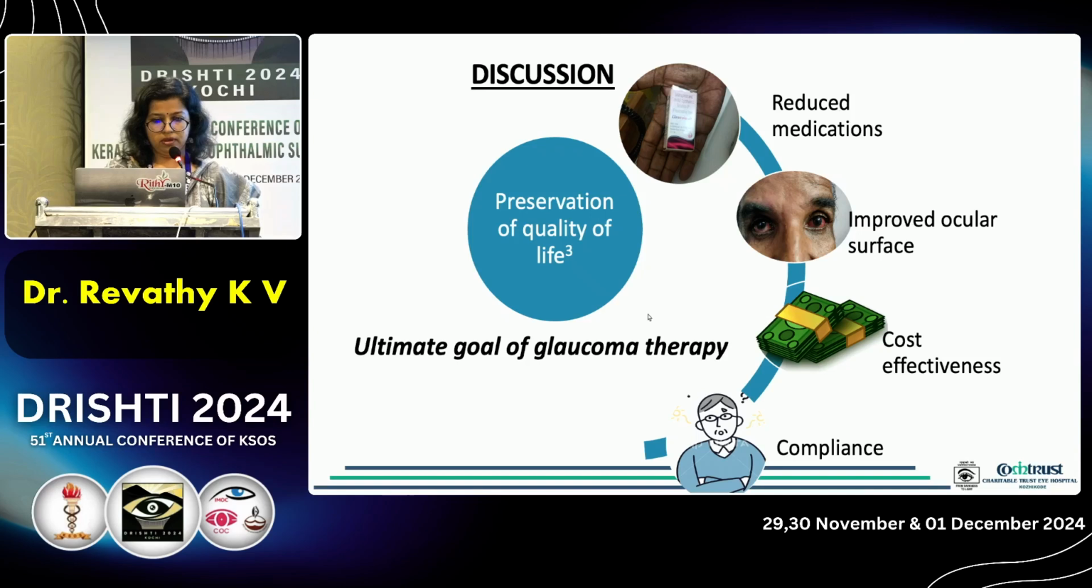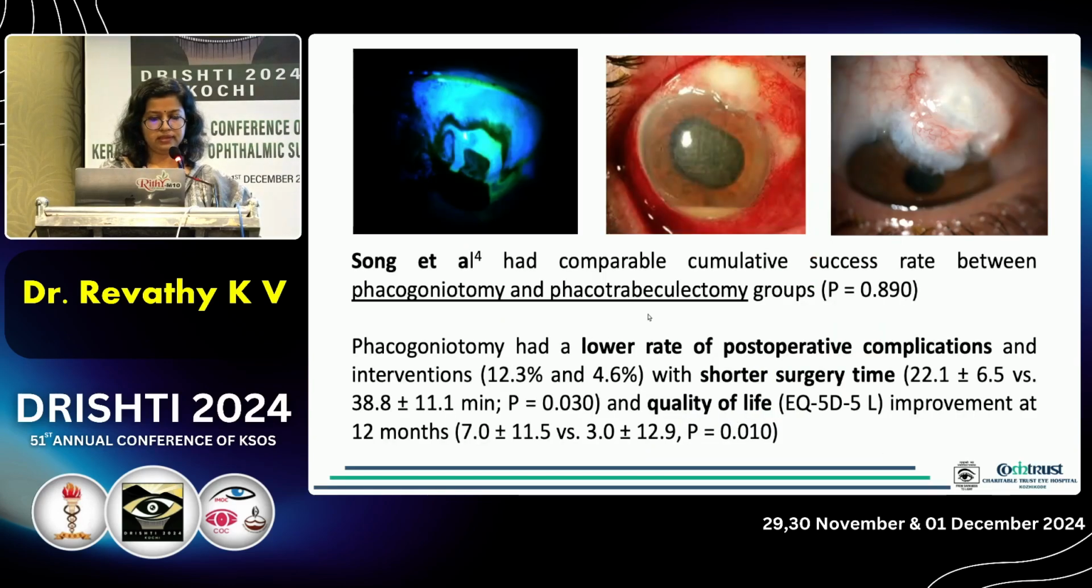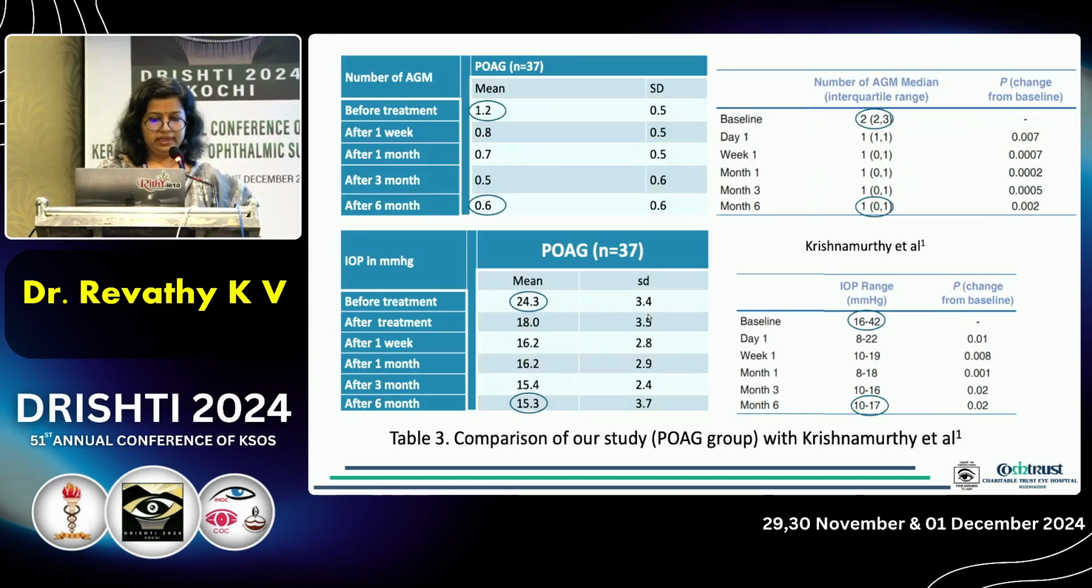The ultimate goal of glaucoma therapy is preservation of quality of life by reduced medication, improved ocular surface, cost effectiveness and compliance. A study by Song et al., where they compared phacogoniotomy and phacotrabeculectomy, showed comparable cumulative success rates, but phacogoniotomy had a lower rate of postoperative complications and shorter surgery time with improved quality of life at 12 months. In our study, when we compared the POAG group with another similar study by Krishnamurthy et al., we saw that the IOP reduced from 24.3 to 15.3, and the AGM was reduced from 1.2 to 0.6, which was similar.